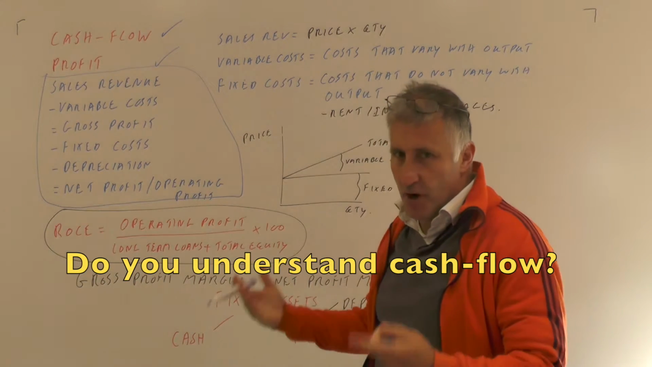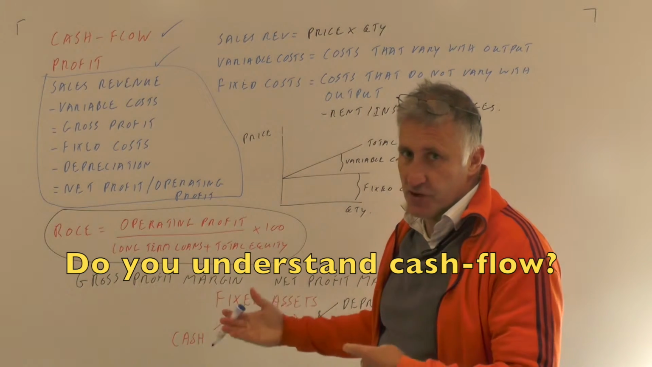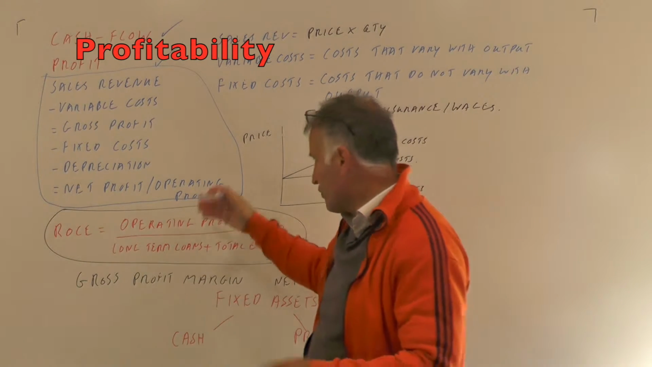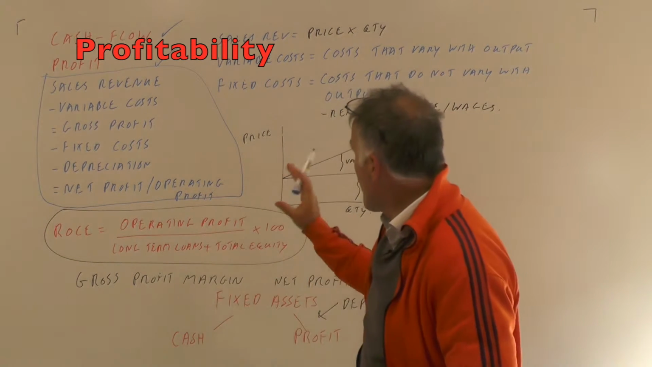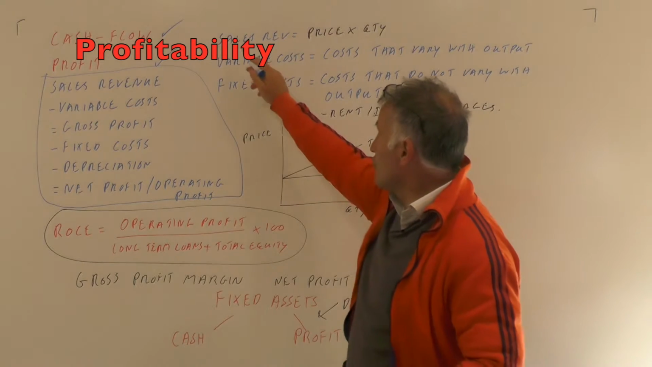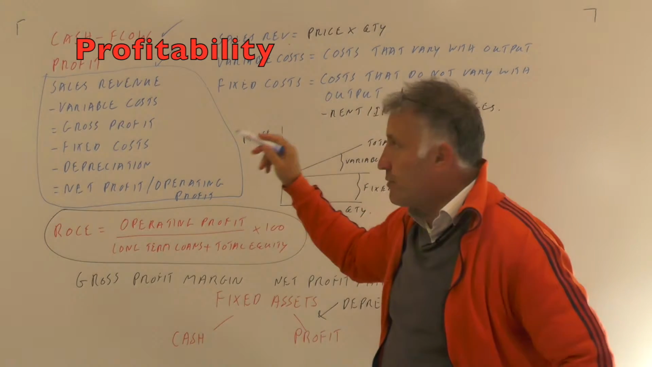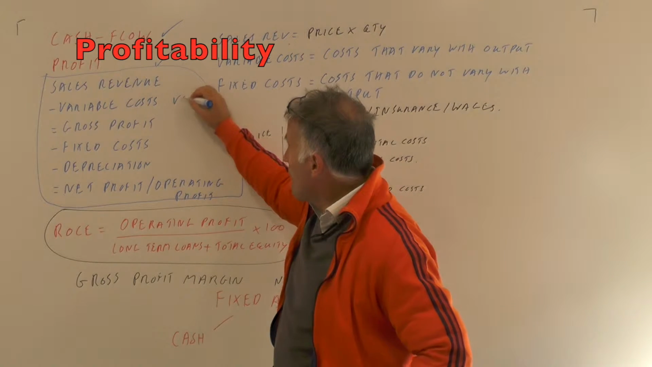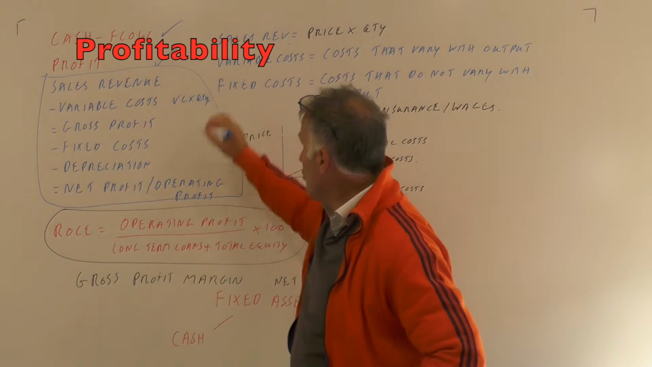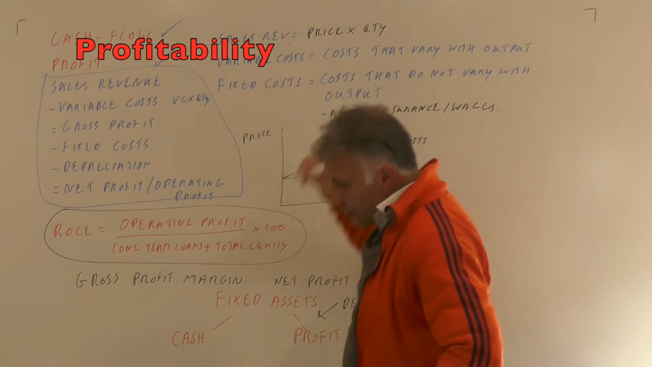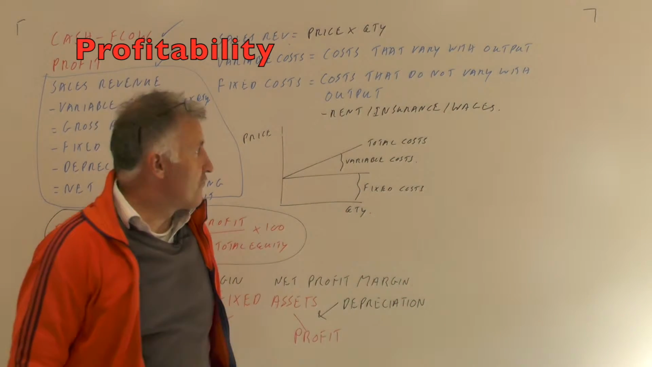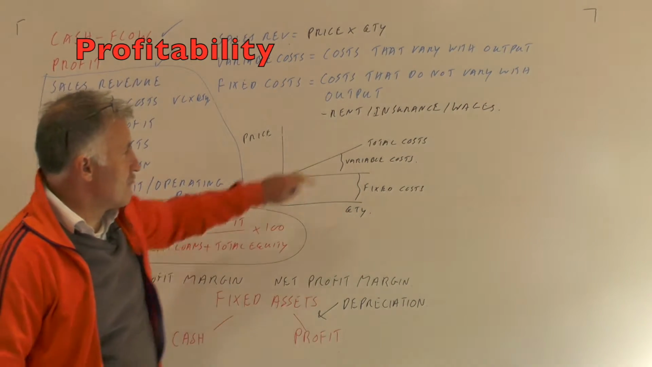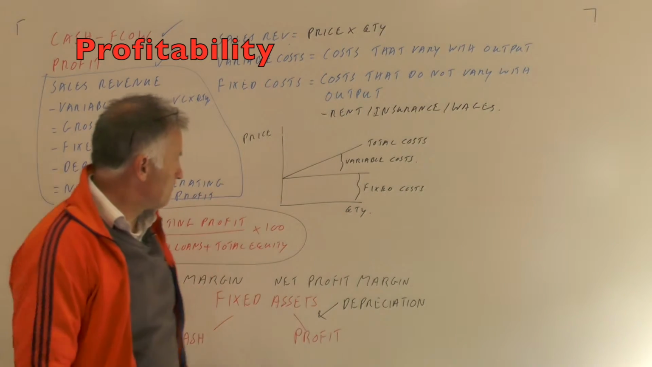So you go sales revenue minus variable costs equals gross profit, minus fixed costs, minus depreciation, equals net profit or operating profit. We get sales revenue by multiplying price times quantity, and we also get variable costs by multiplying variable cost times quantity. The fixed costs are costs that do not vary with output, so it's things like rent, insurance and wages.